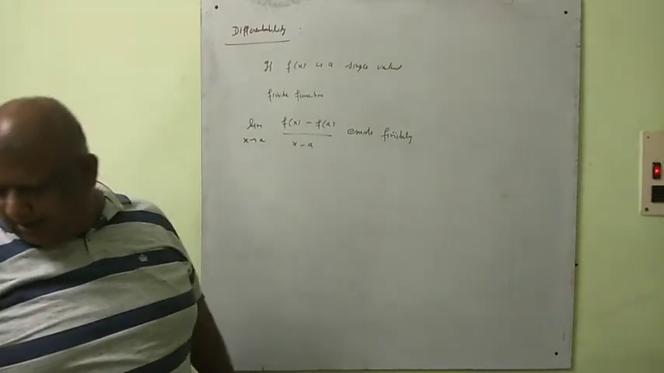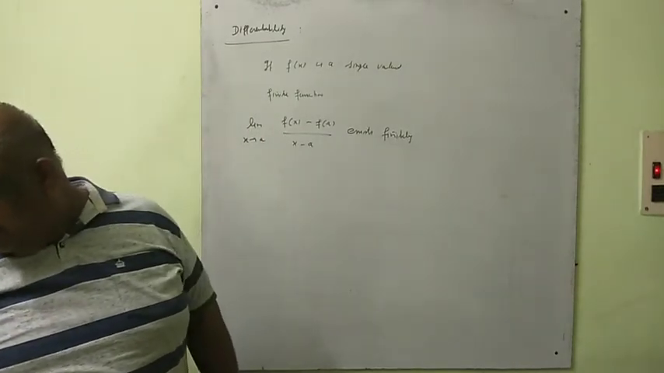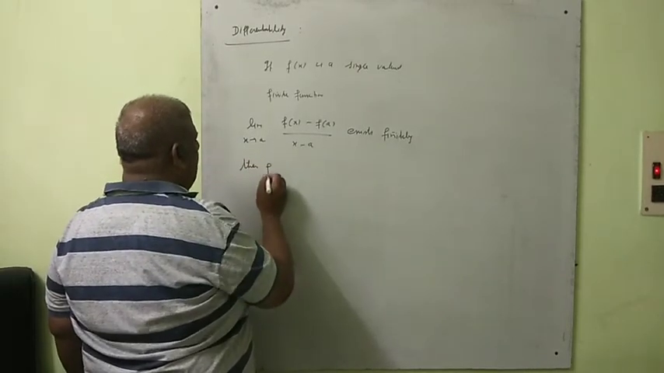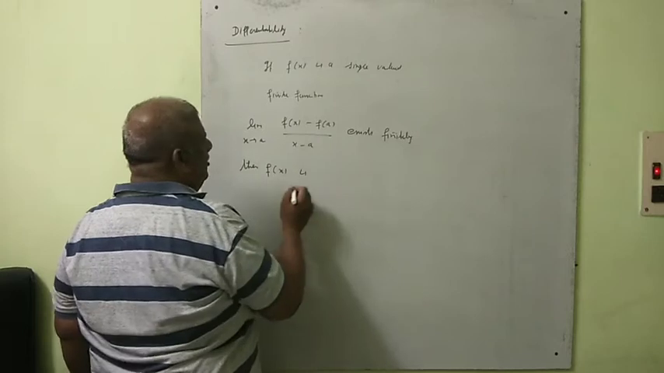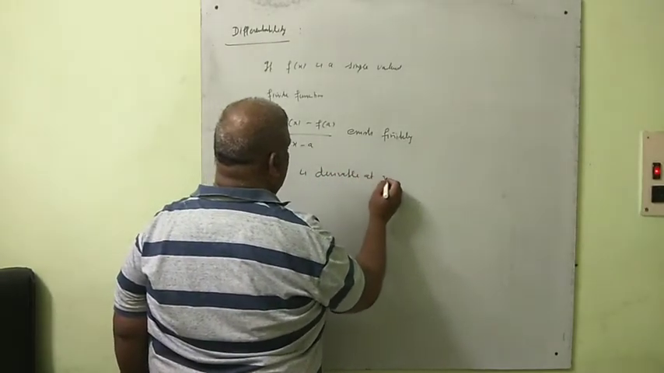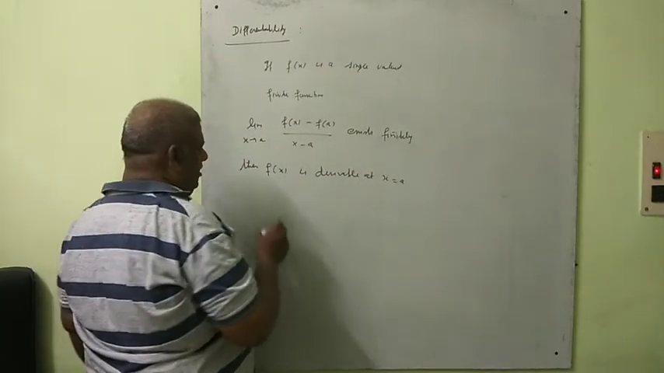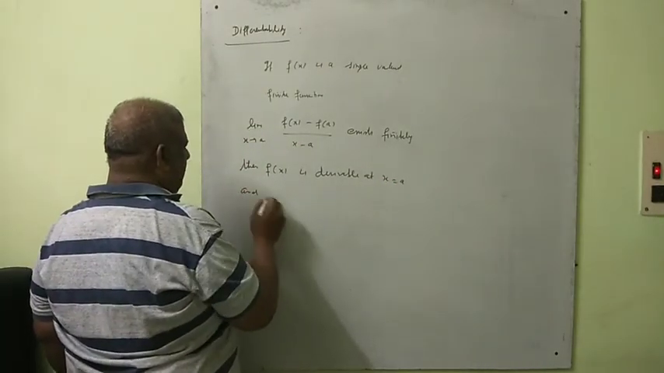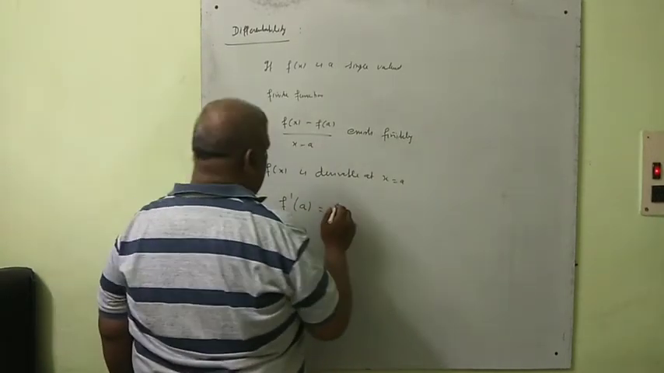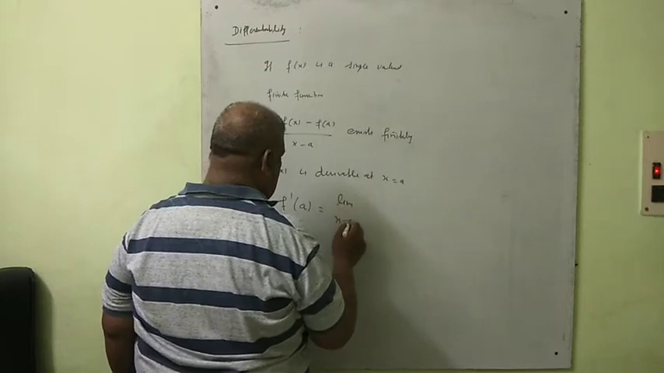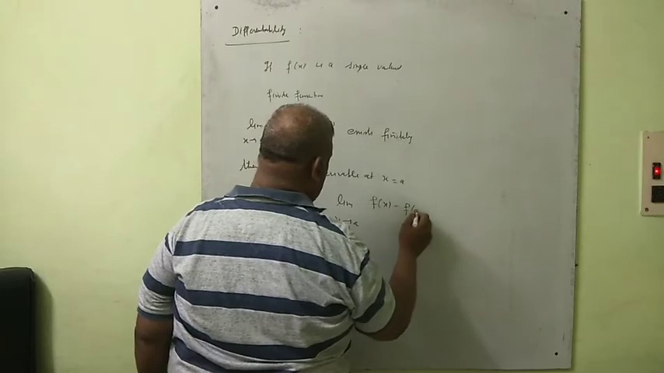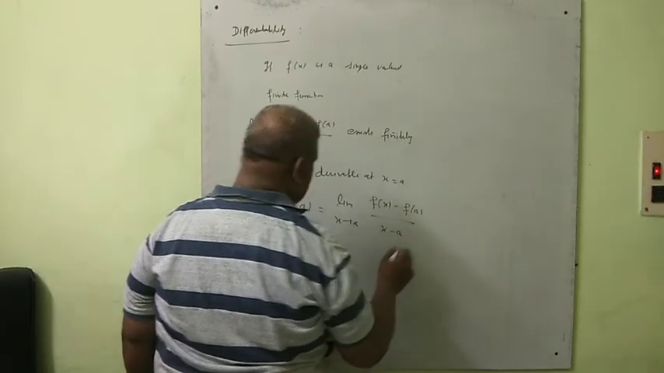then, if this limit exists finitely, f(x) is derivable, differentiable at x equal to a, and we say f dash a is the limit as x tends to a of (f(x) minus f(a)) upon (x minus a).